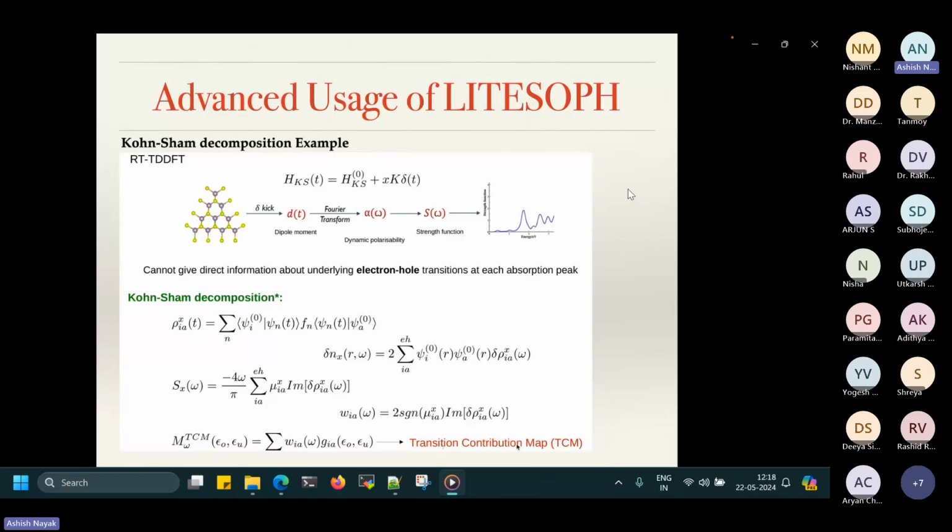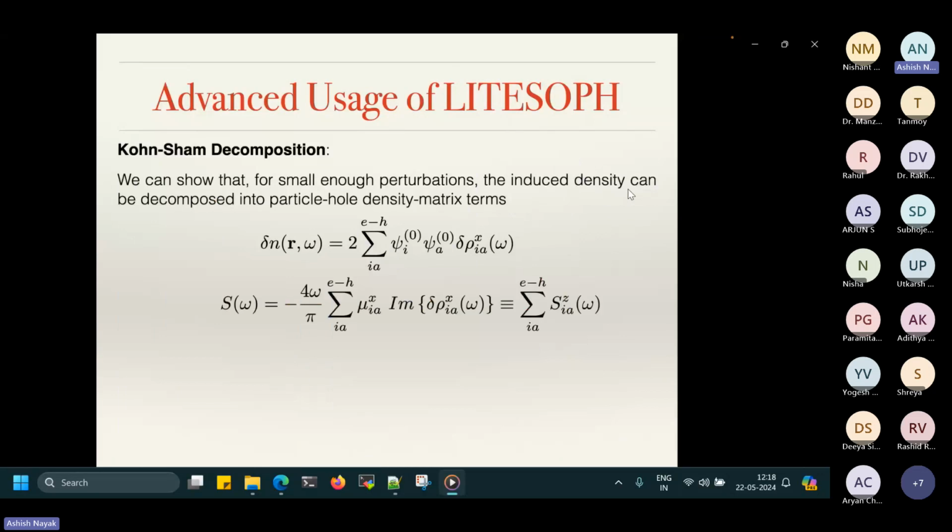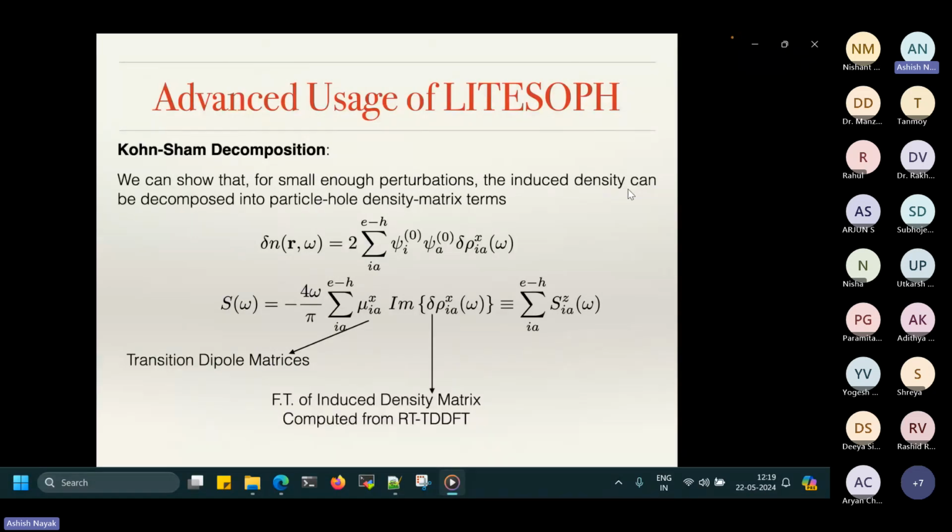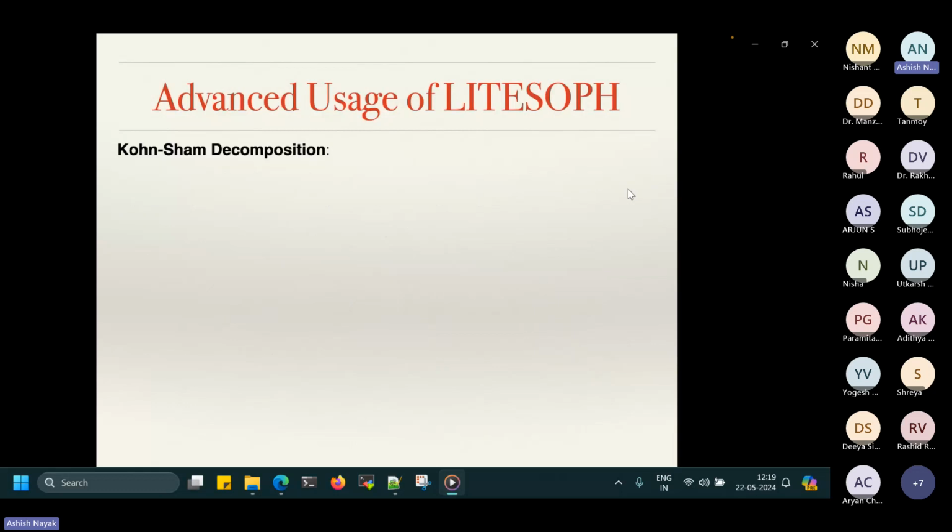You can calculate what is called a transition contribution map, which tells you at any given energies, of the occupied and unoccupied, how much is the contribution to the strength function. It's a very nice tool because it tells you, basically, it brings back the particle-hole identification that was available in linear response, very similar to what is done in linear response, but you get this from time-dependent calculations. So one of the key ingredients is the transition dipole matrices, which basically decides how strong the contribution is. There's a Fourier transform of the density matrix, which is computed on the fly or even after the simulation is done, which gives you the Kohn-Sham decomposed strength function.